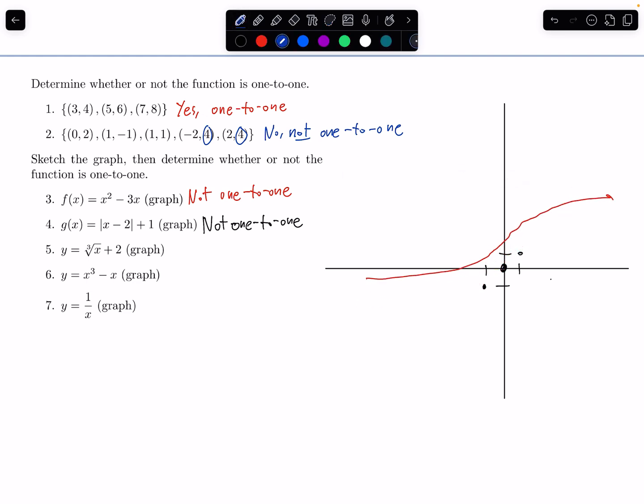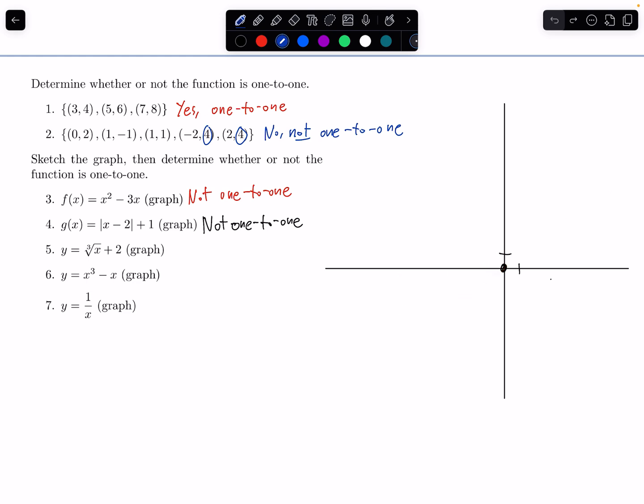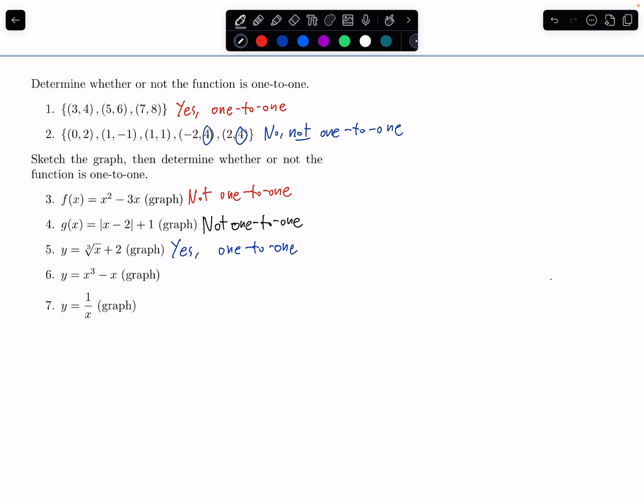But same shape. Same shape, meaning if I was to draw horizontal lines, none of them cross more than once, no matter where I draw them. So in this case, it passes the horizontal line test, meaning yes, it is 1 to 1. Beautiful. All right, number 6.